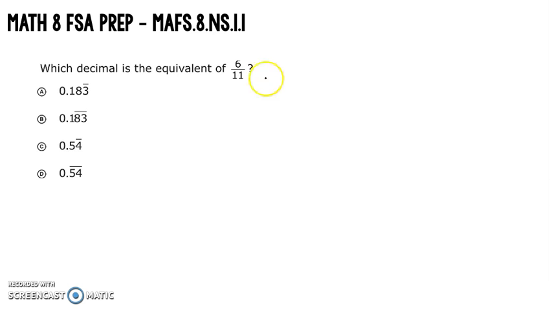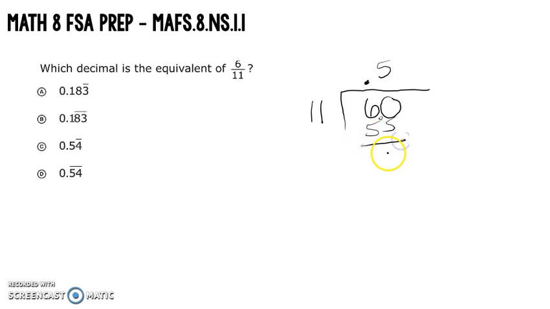Okay, so this problem says which decimal is the equivalent of 6/11. So when we're trying to find the decimal equivalent, we are taking the denominator, putting it outside, putting our numerator inside. So 11 does not go into 6. But if I add a decimal point, I can make this 60. So 11 goes into 60 5 times. 11 times 5 is 55. So when I subtract, I get 5.